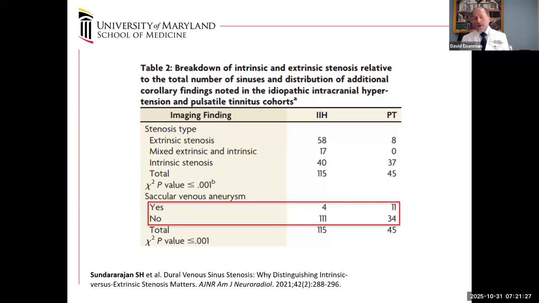Now, the neurointerventionalists most commonly do their evaluations with MR-based studies. They don't usually do CT, so they're not going to see bony abnormalities usually. So you can imagine if you're looking at something from an endoluminal perspective and you saw a dilatation, you would call that a saccular venous aneurysm. If you were looking at that on bony imaging, you might call that a sigmoid sinus diverticulum. And in fact, these saccular venous aneurysms were sigmoid sinus diverticula.